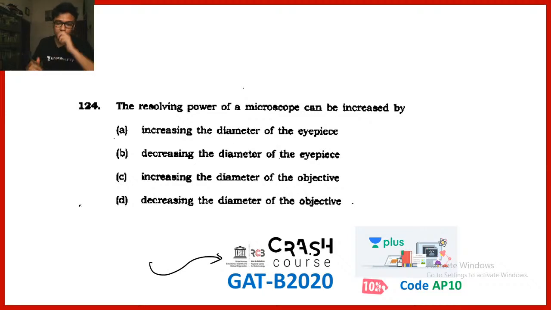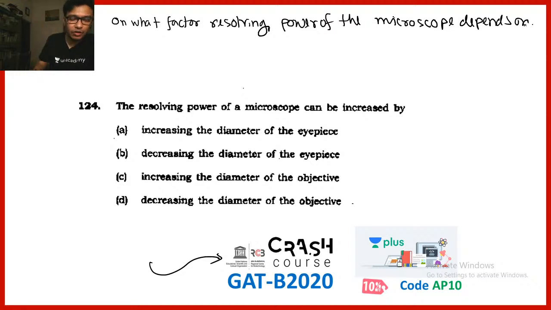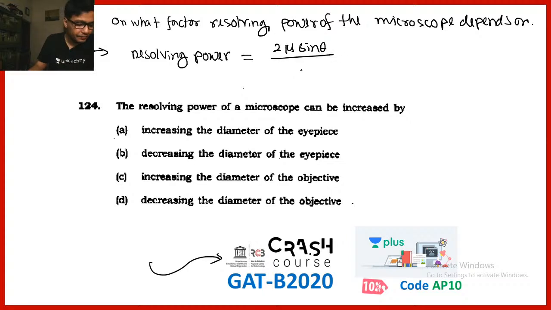Now, in order to solve this question, we have to understand on what factor the resolving power of the microscope depends. We don't have time for a detailed explanation right now, but let me tell you, resolving power is actually lambda over 2 mu sine theta. I'll explain what these are.